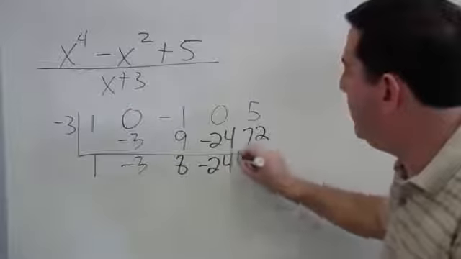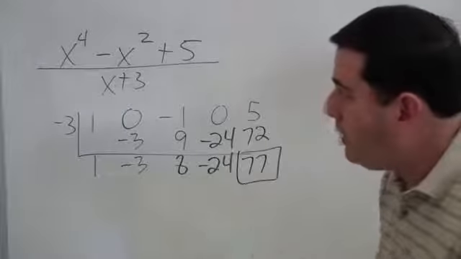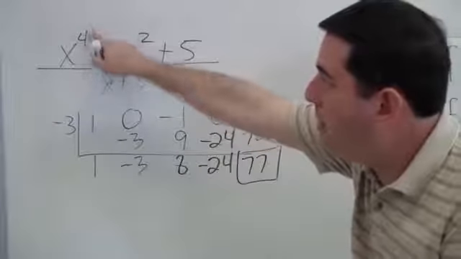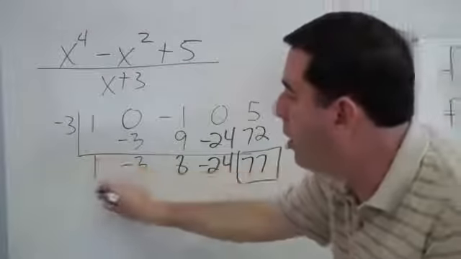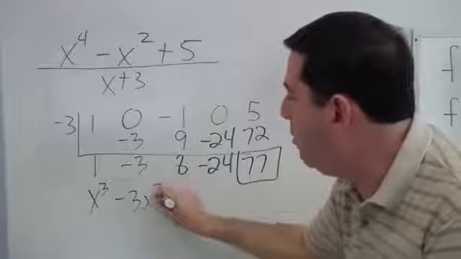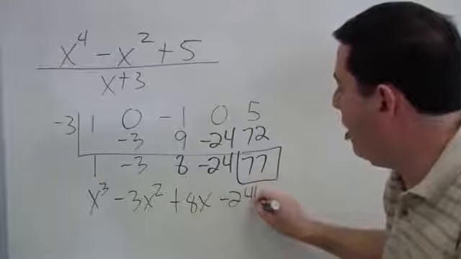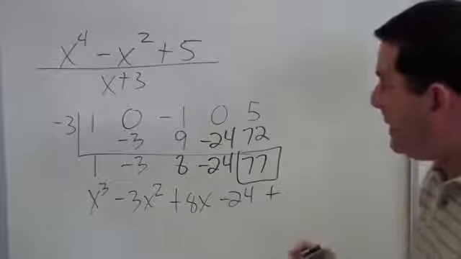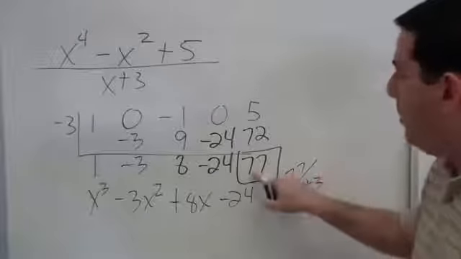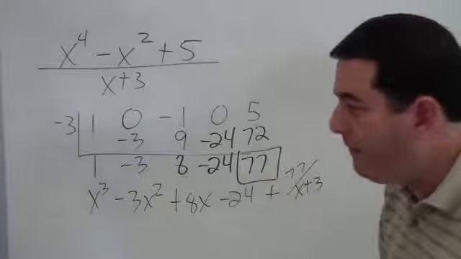And when we add them together, it looks like 77 is going to be our remainder. Now, the quotient that we've got, remember this is 1 degree lower from where we started. So if this is an x to the 4th, 1 degree lower, this says 1x cubed minus 3x squared plus 8x minus 24. Now let's account for our remainder by saying plus 77 over x plus 3. The remainder over your divisor here was our solution when we divided.